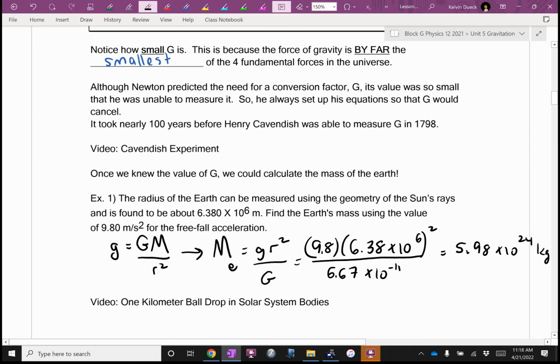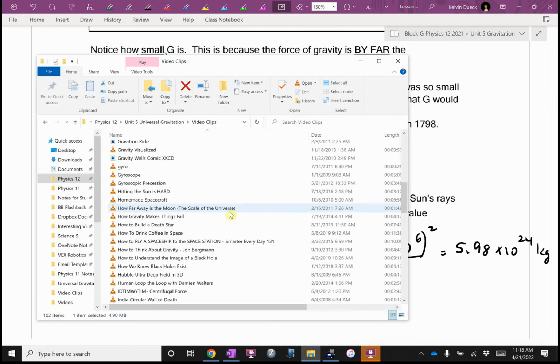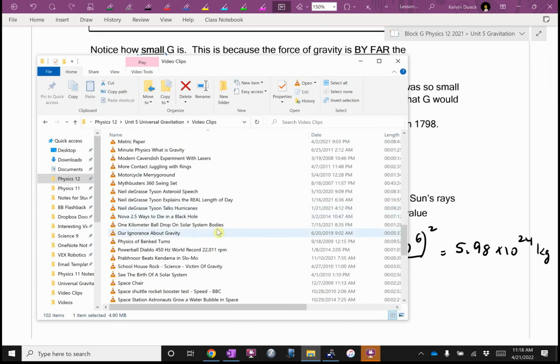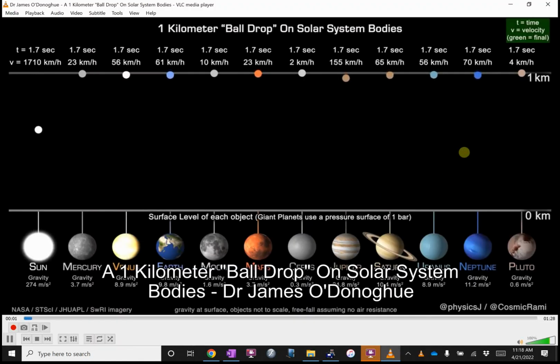Back to my question. What's Earth's gravitational field strength? You all know this? 9.8. What about on the moon? It's about 1.6. Physicists put together a nice video. This is dropping a 1 kilometer ball for 1 kilometer on a bunch of solar system bodies. And this is accurate and to scale.